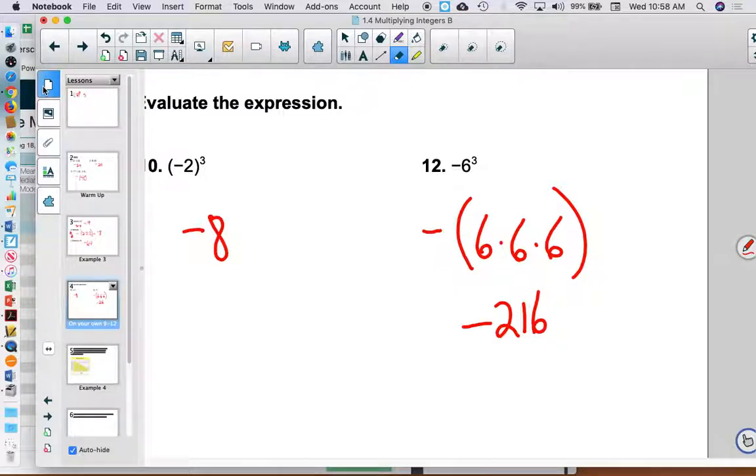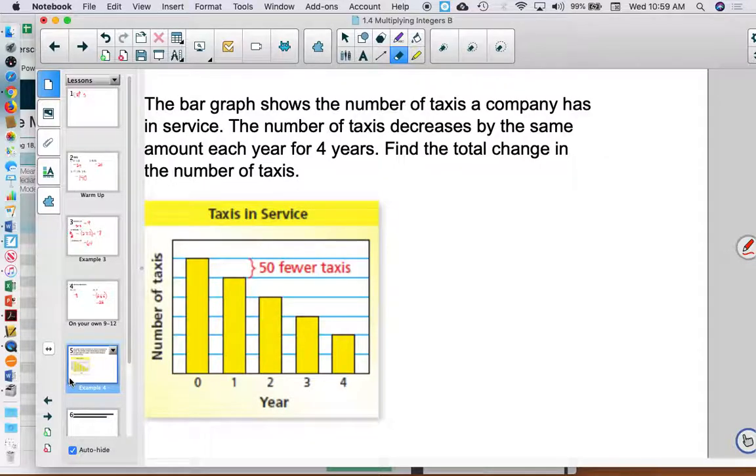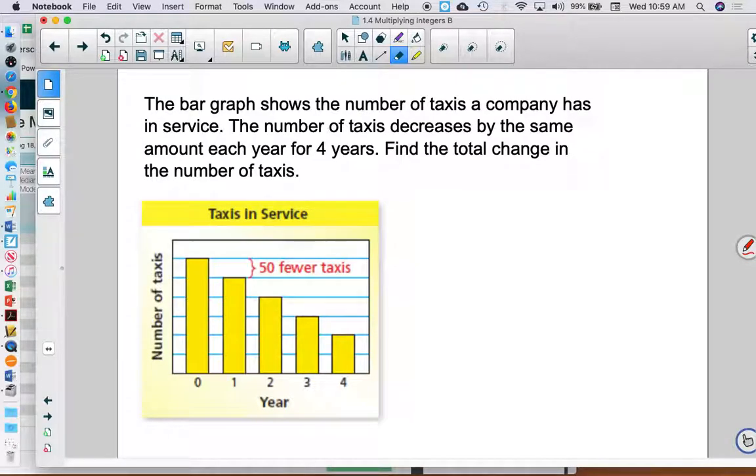Let's apply it. Real world experience. The bar graph shows the number of taxis a company has in service. Maybe they're in New York, or Chicago, or Kansas City. The number of taxis decreases by the same amount each year for 4 years. So they're losing taxis by the same amount every year. How many are they losing every year? How many fewer every year? 50. Man, they must be having a bunch of wrecks. I don't know. Find the total change in the number of taxis.